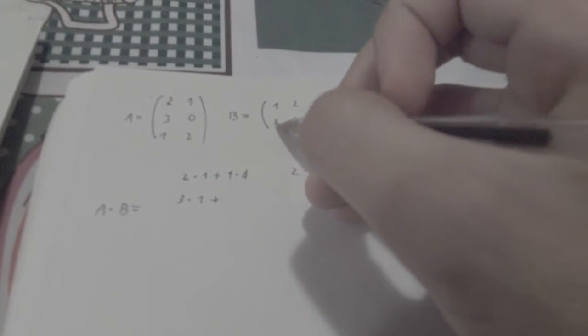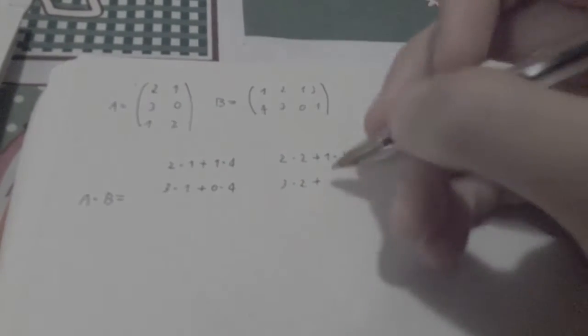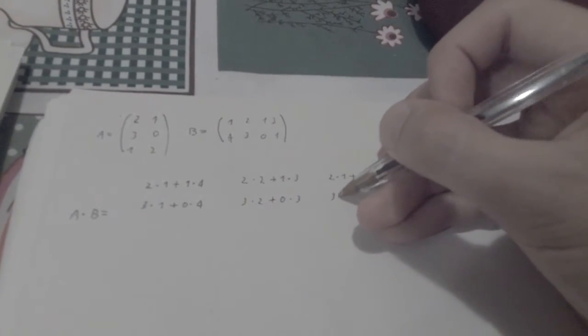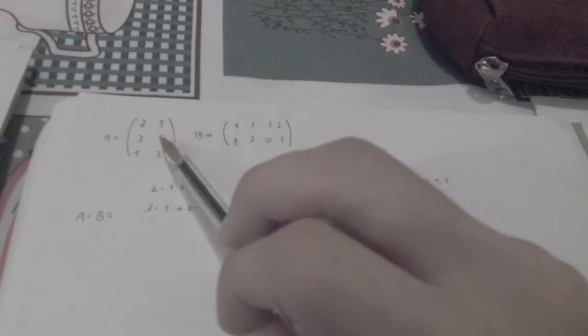And we do it again, switching now with 3, 0, and then it's going to be the same. So I'm going to have 3 times 1 plus 0 times 4. Then we're going to have 3 times 2 plus 0 times 3. And then we're going to have 3 times 1 plus 0 times 0. And then we're going to have 3 times 3 plus 0 times 1.